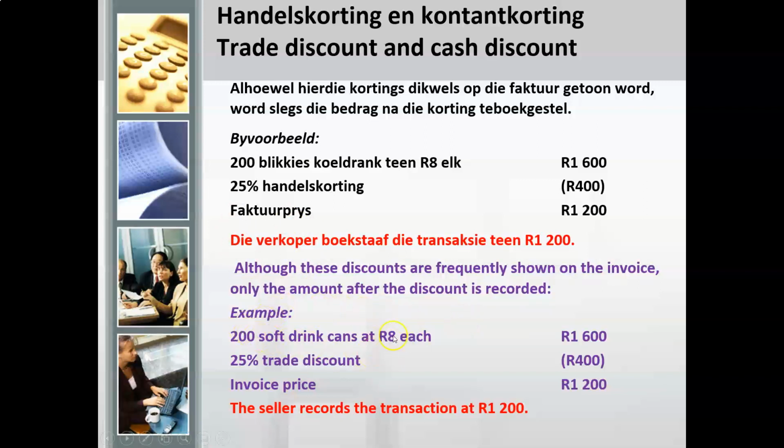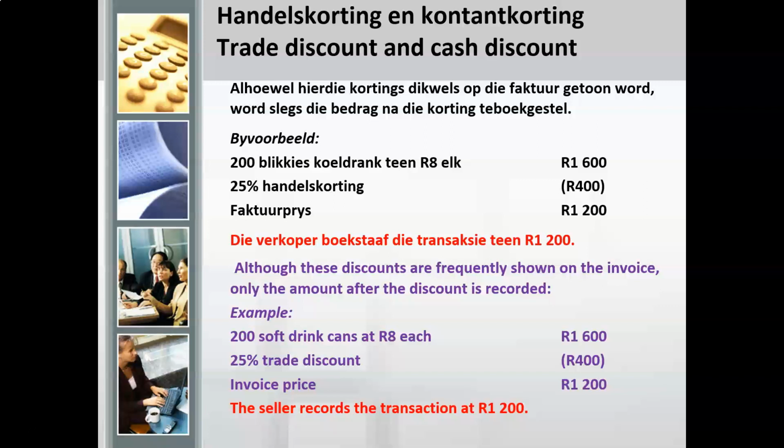So if the normal selling price is R8 for a can of soft drink of 200 ml, and the normal selling price of that item is 1,600 Rand, and you have negotiated a 25% trade discount, it means that the invoice that you are going to receive will only be for a total amount of 1,200 Rand. What do I use as a source document to update my debtors and creditors journals? The invoice value that was issued.